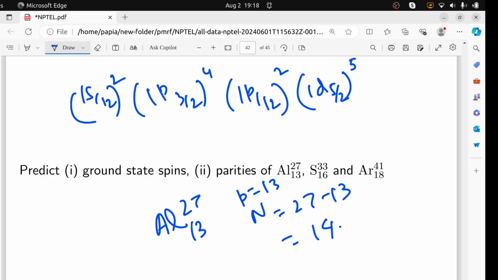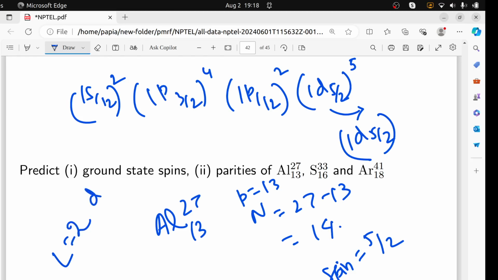As it is not fully filled, that will be the main one responsible for the spin and parity. So the actual one is 1d5/2, so the spin will be 5/2, and L is 2 for the d states. So parity is minus 1 to the power 2, which is even parity. Got it? So for this case it will be 5/2 plus.